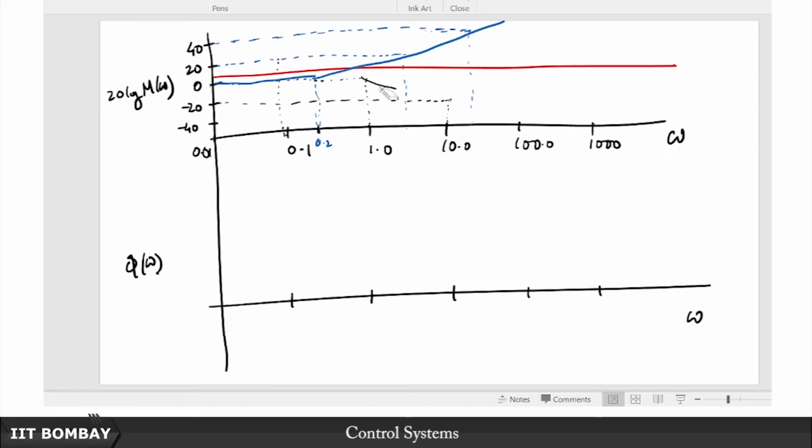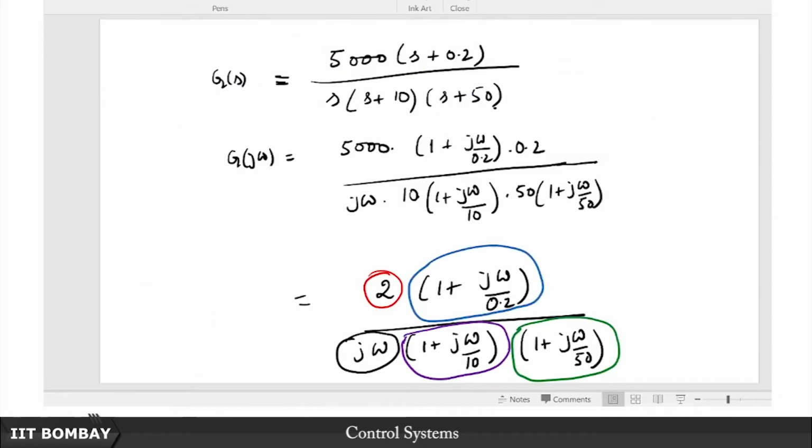Let me try and draw it better if I can. Okay, so this is how the integrator's line is going to pass, the black one.